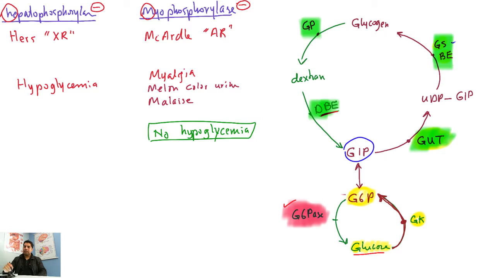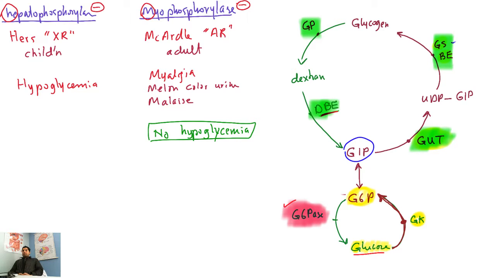Now, Hers is always in children. Myophosphorylase deficiency, McArdle, is in adults. It's recessive. It is found in children, but it's asymptomatic. In adults, it will be symptomatic. Okay?